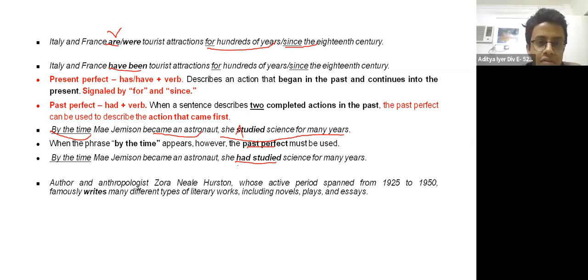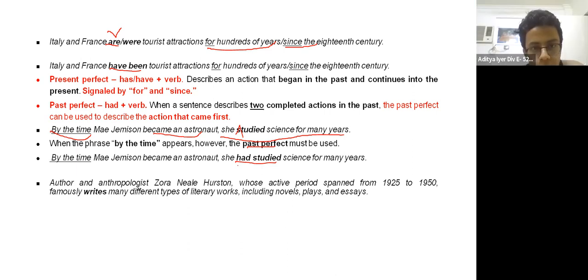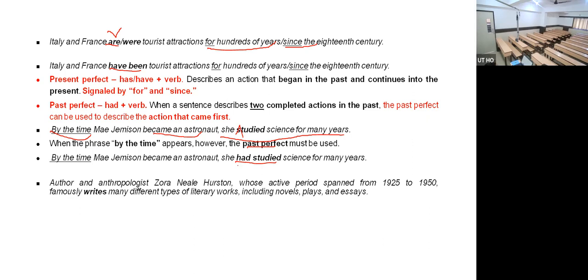But that's not specified, right? That we can also assume that she had been studying something continuing. If something began in the past and continues till a period of time up to the present, you would be using the continuous tense. In this case, both of them have been completed in the past. One came before the other, right? So by the time she became an astronaut, she had studied science for many years. That would be good, right?